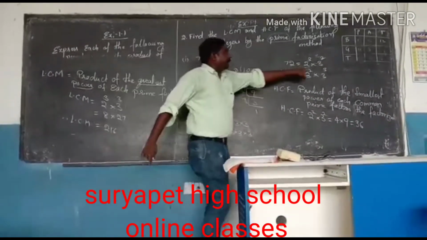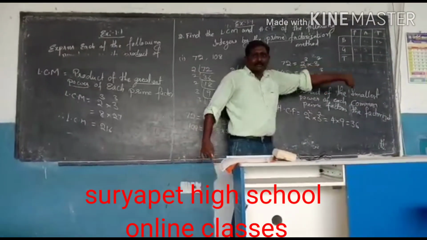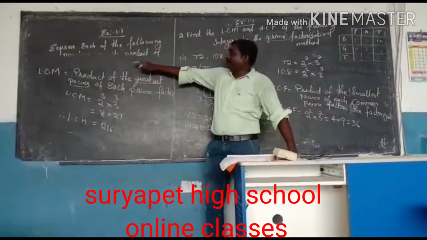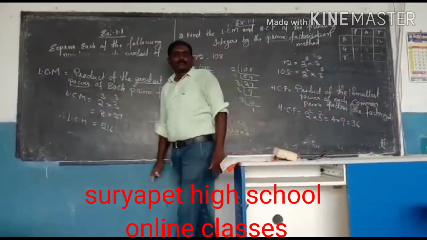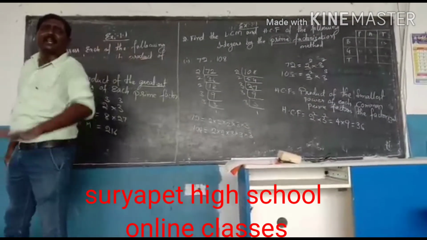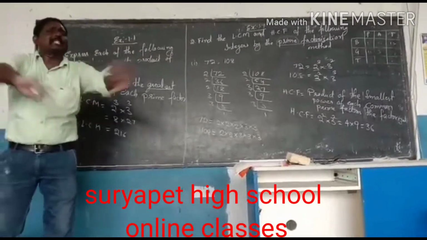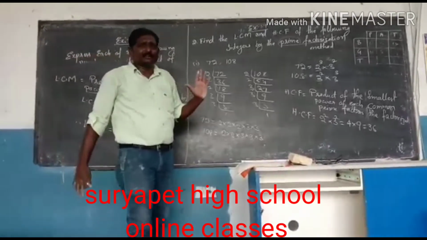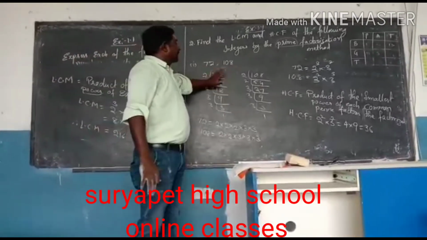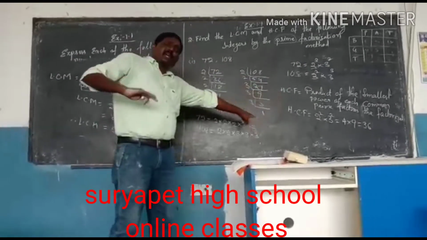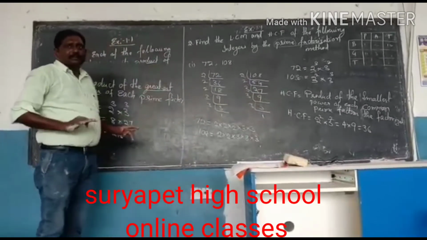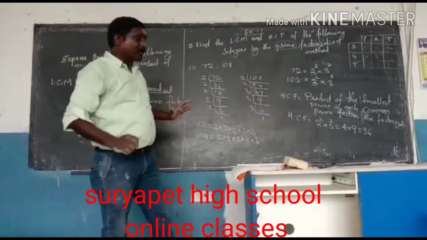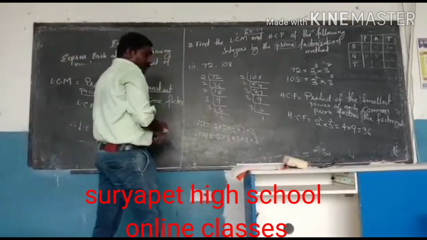If 5 is a prime factor in this, we won't take it in the HCF, but we will take it in the LCM. Why? Because we did not say they are common. Only each prime factor. There is a difference, a lot of differences there. It is very, very important to remember that.